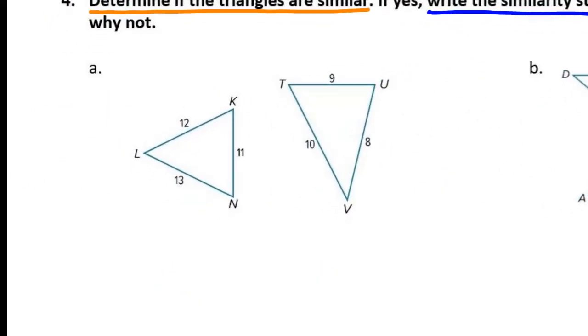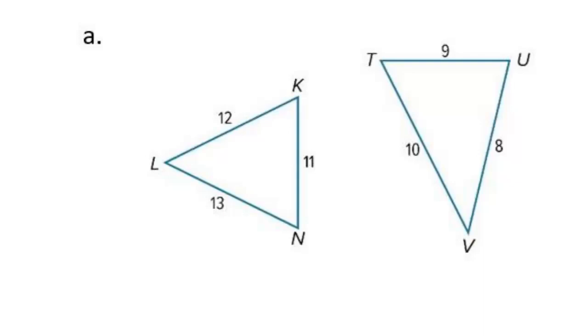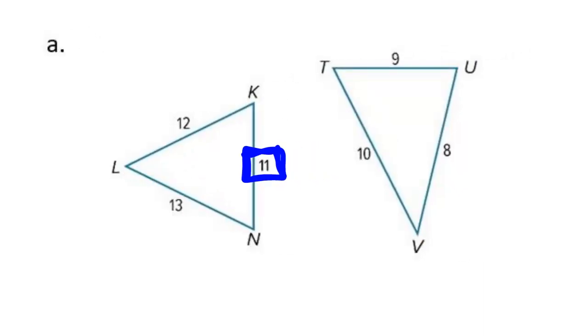All right, so part A. Should I be trying to see if they're similar by angle, angle, side, side, side, or side, angle, side? Side, side, side. We have 3 sides on one triangle, and we have 3 sides on the other triangle. So let's try for side, side, side. When we look at side, side, side, we have to make sure to match up the smallest sides together. So the smallest side here is 11. The smallest side on the other triangle is 8.